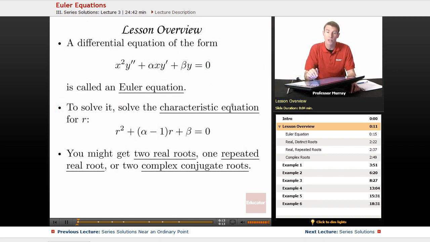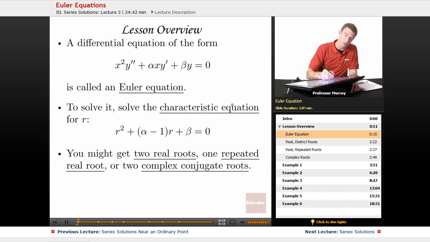Euler equations have a very special form. They're of the form x squared y double prime plus a constant, which I'm calling alpha, times xy prime plus beta, another constant, times y is equal to 0. The idea there is that there's this pattern of descending powers on the x. So this is very important.